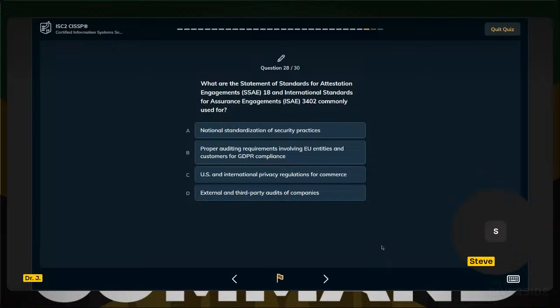All right. What are the Statement on Standards for Attestation Engagements 18 and International Standard for Assurance Engagements 3402 commonly used for?